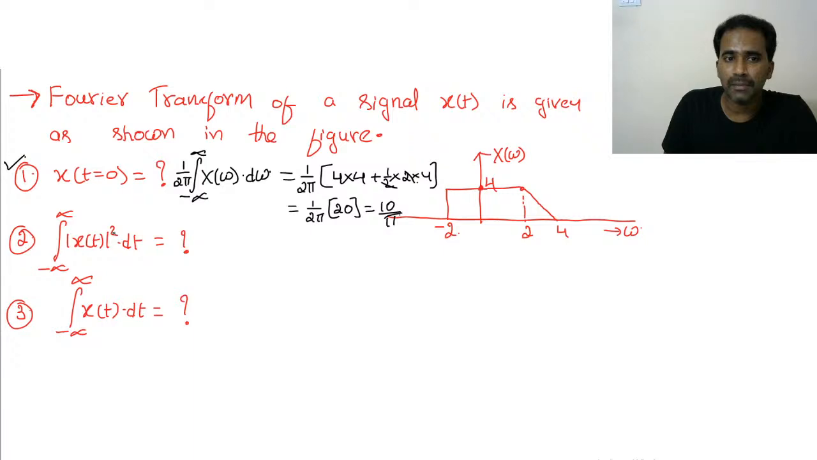So squaring is happening. The signal is squared and then integrated. What does it mean? They are asking us to find the energy of the signal x of t. Yes, we know how to find the energy of x of t if you know x of t.